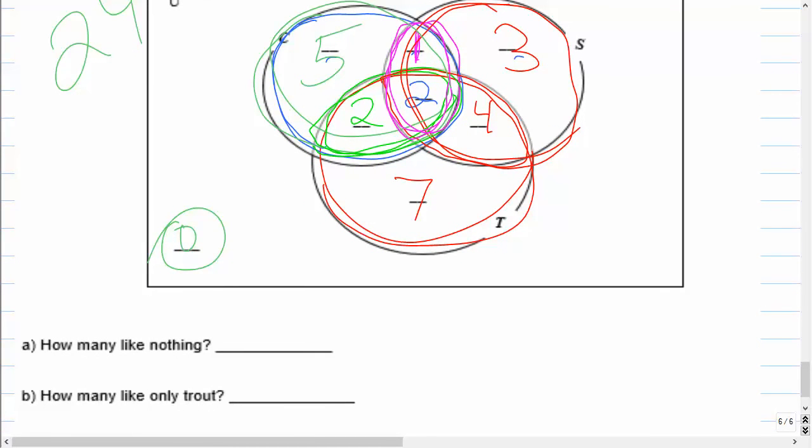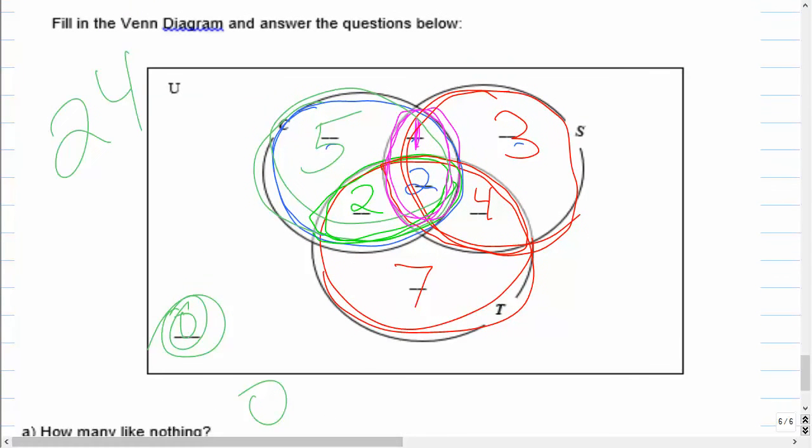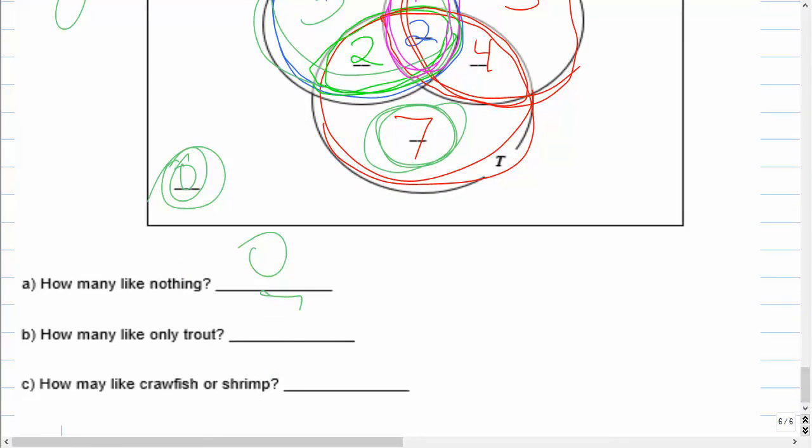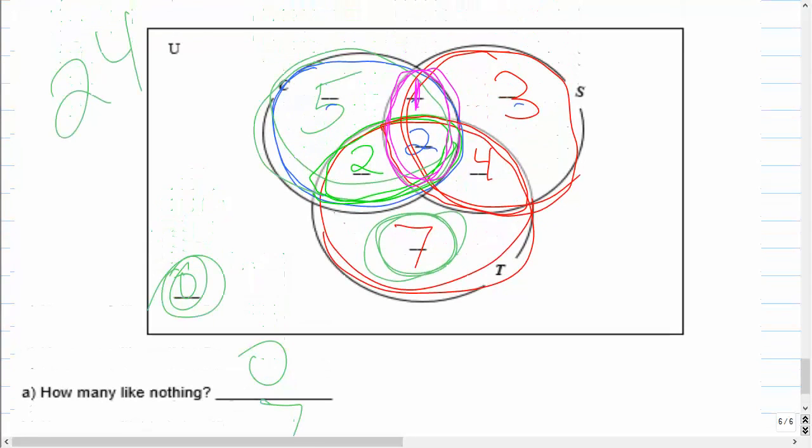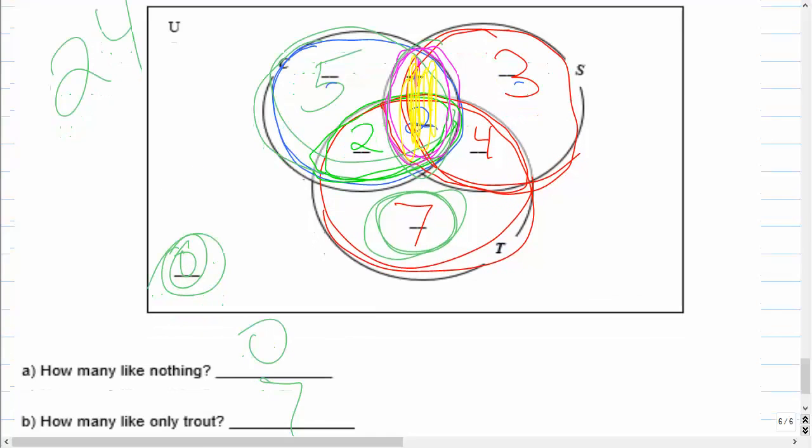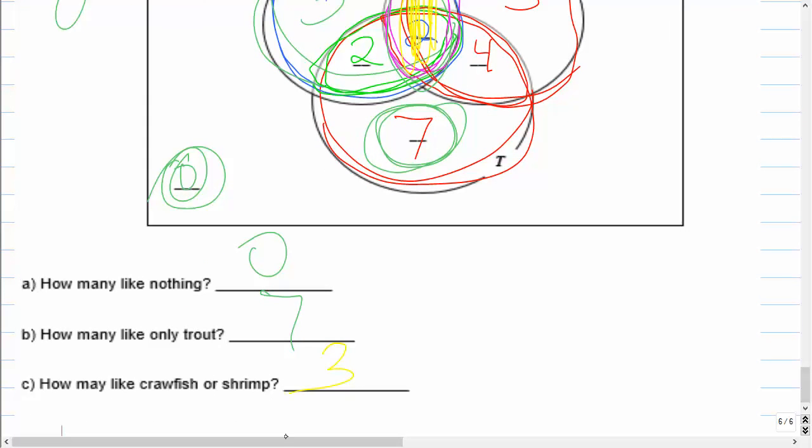How many people like nothing? 0. How many people only like trout? If you only like trout, you have to be standing here. Explain that to yourself. If you only like trout, you have to be there. 7. How many like crawfish or shrimp? Crawfish or shrimp, you'd be in this slice right here. Let me shade it in. Crawfish or shrimp would be right here, right? 1 plus 2, 3. If you can read that. 3. There you go.